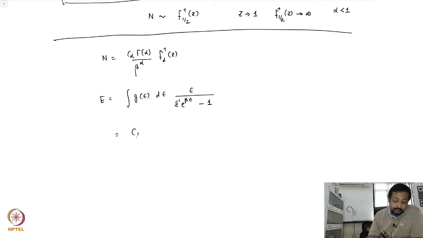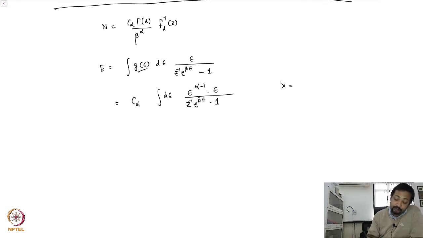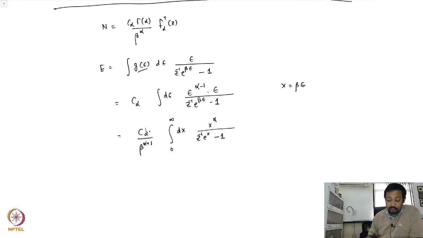which we will write down again as C_alpha integral d epsilon epsilon to the power alpha minus 1 times epsilon. The epsilon to the power alpha minus 1 comes from the G(epsilon), and the epsilon is already there because it's an average of the energy. If I now substitute x equal to beta epsilon, then this answer is going to be C_alpha beta raised to the power alpha plus 1, integral from 0 to infinity dx x to the power alpha divided by Z inverse e to the power x minus 1.